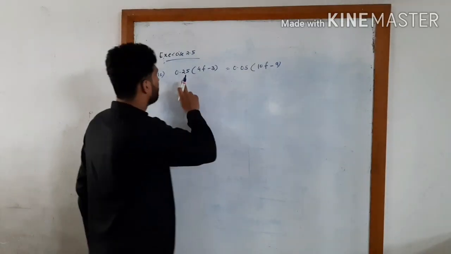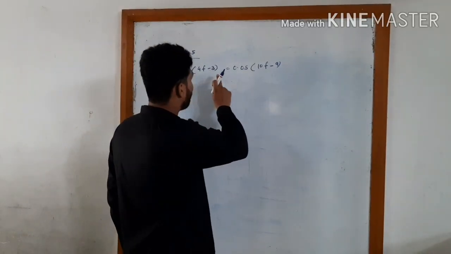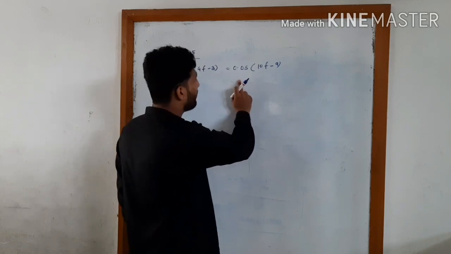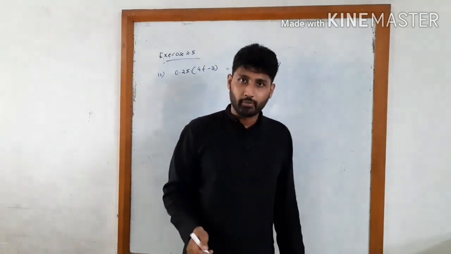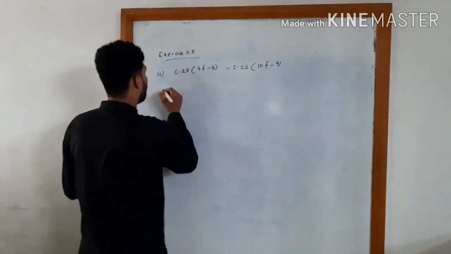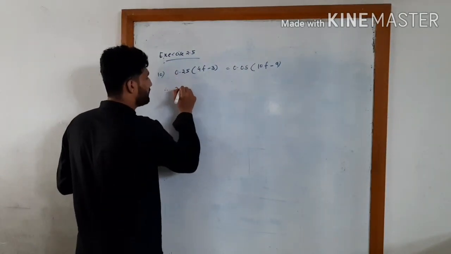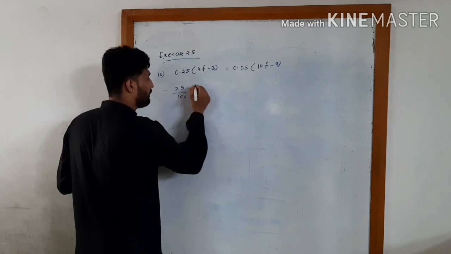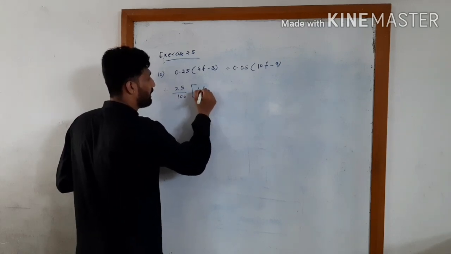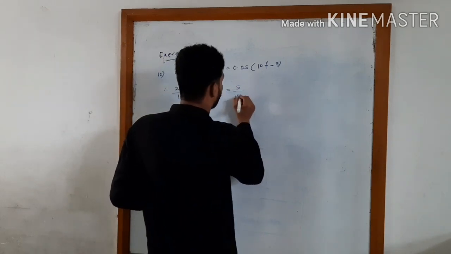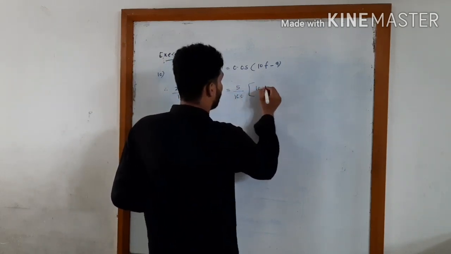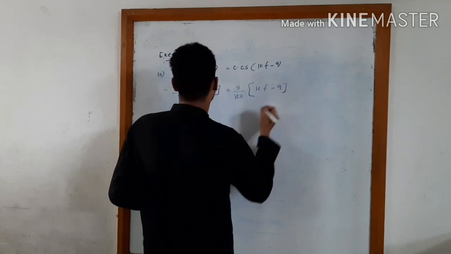The question is 0.25 into 4f minus 3 is equal to 0.05 into 10f minus 9. Let us use our knowledge of decimals to simplify this. So therefore 0.25 is 25 upon 100 multiplied by 4f minus 3, which is equal to 5 upon 100 multiplied by 10f minus 9.